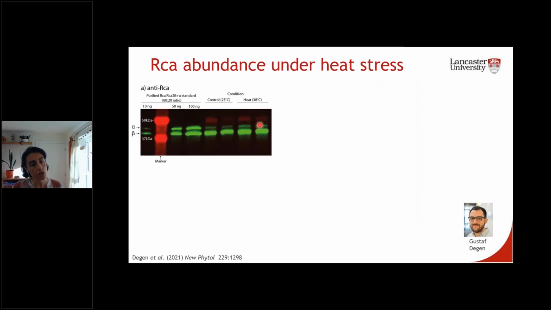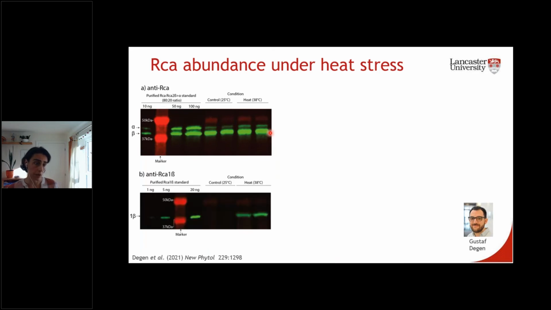So Gustav used the polyclonal antibody to determine the abundance of the alpha and the beta isoforms. But as I mentioned, we can't distinguish the beta isoforms with this antibody. So we developed a specific antibody for the isoform 1-beta that is more thermal tolerant. This isoform is present in very low abundance, almost undetectable under control conditions, and increases in abundance under heat conditions.